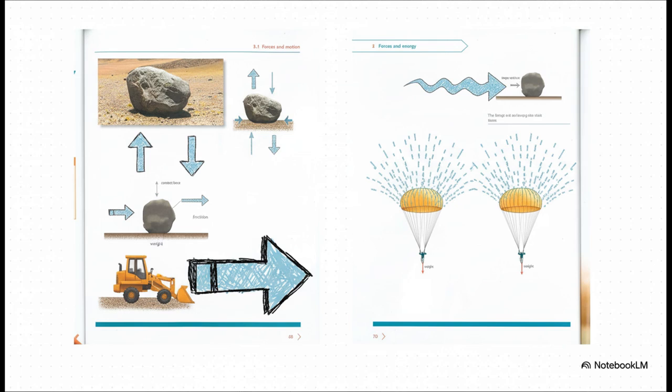Check out the rock on the left. You've got gravity pulling it down and the ground pushing right back up. The forces are equal, and they're in opposite directions. We call that balanced. The result? Nothing. The rock just sits there.